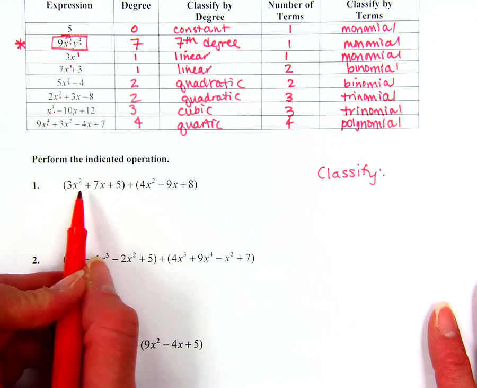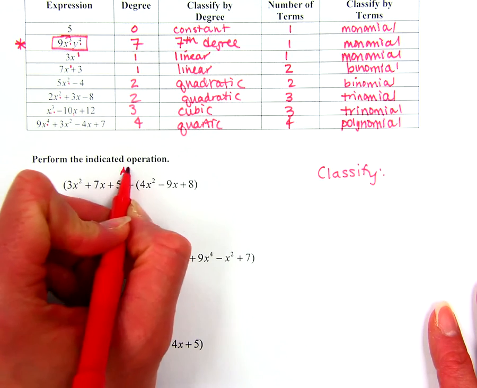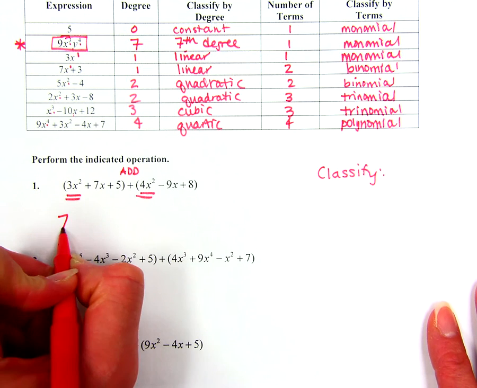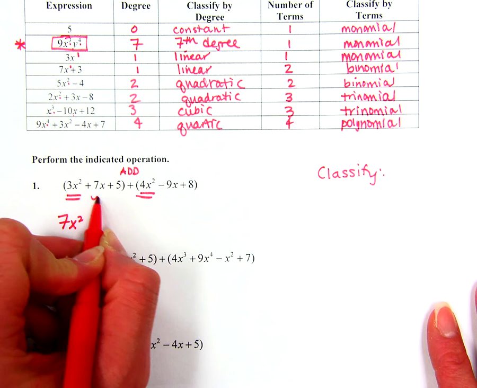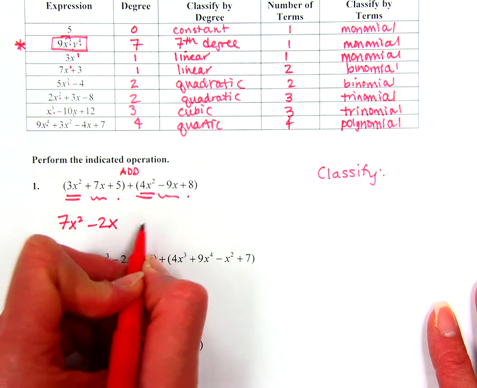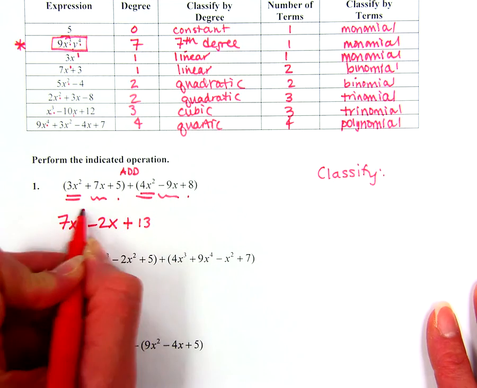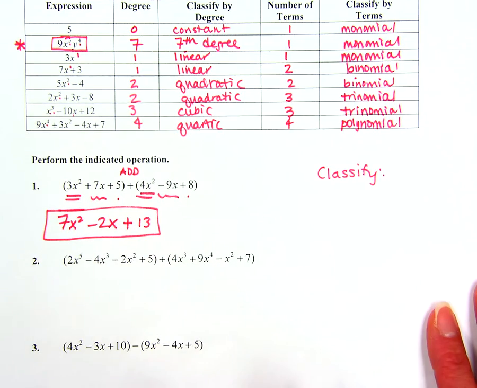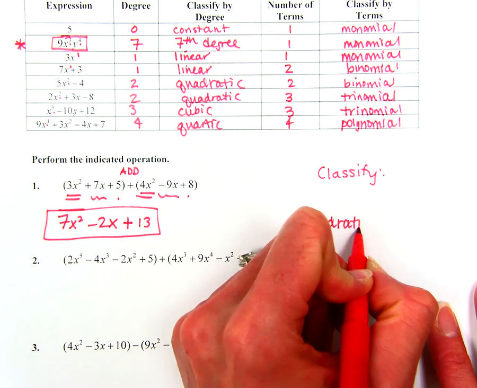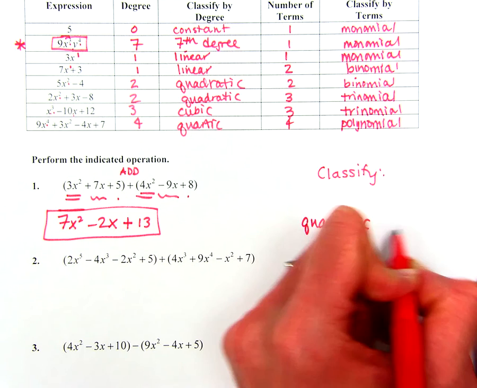All right, so we're looking for like terms. If we're adding, right, this is addition, we're going to look for things that have the same variable and the same exponent. So we have 7x squared. We have 7x minus 9x. That's negative 2x. And 5 and 8 is 13. Okay, so we added. And now it's a quadratic because the highest degree is 2. And there's 1, 2, 3 terms, so it's a trinomial.